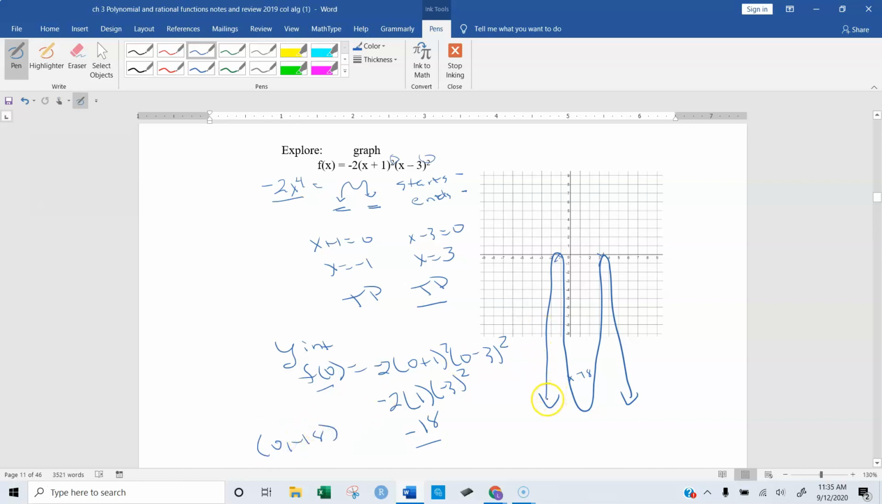Now when we graph this, we start low, because we know that's what we start. We go up to -1. We turn around. We have to go through our y-intercept, back again and turn at the 3 and come back down.